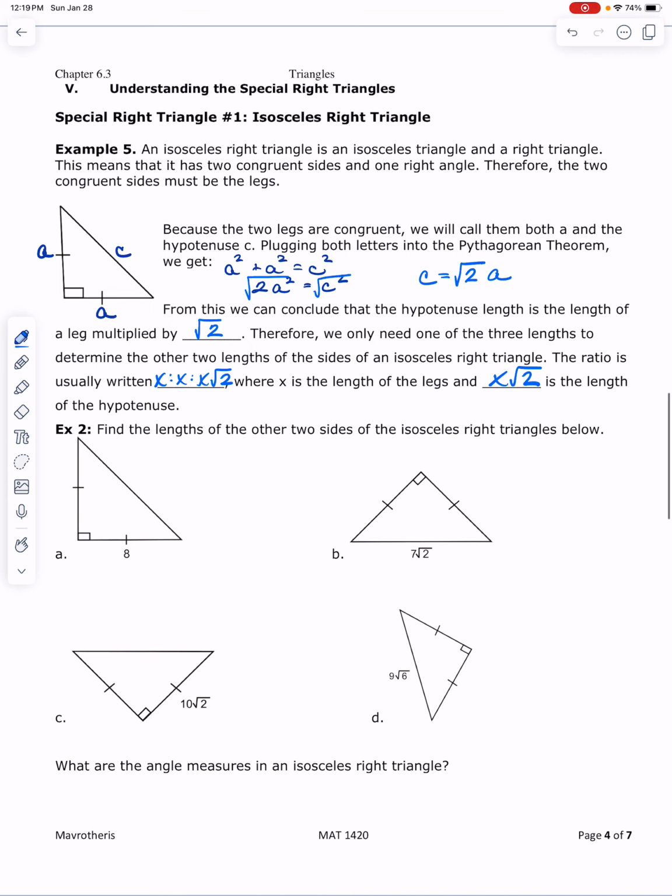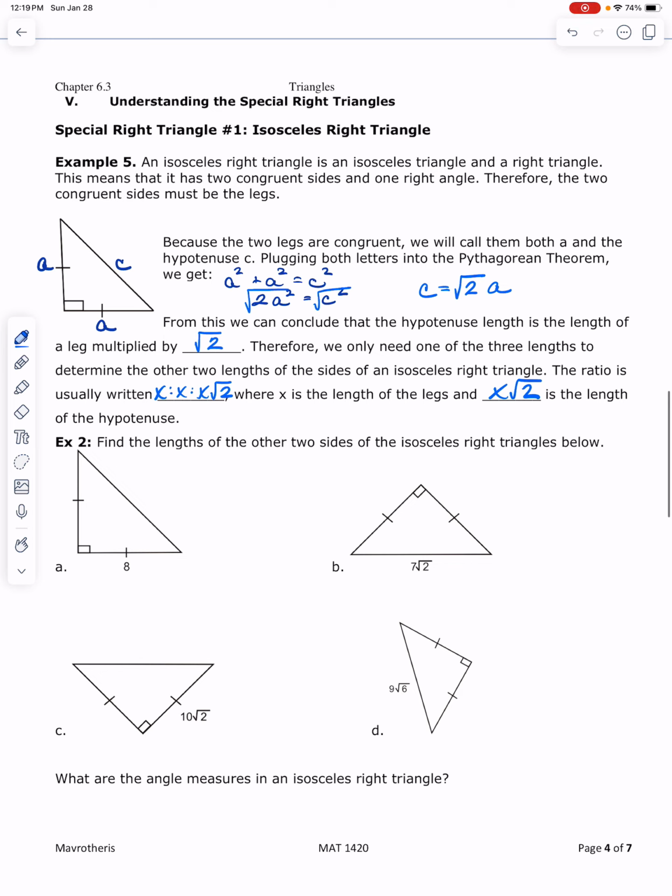So A, if one of my legs is length 8, my other leg is length 8, and to get from the leg to the hypotenuse, we're going to multiply by the square root of 2. I get 8 square roots of 2. I am leaving it like that. The square root of 2 is an exact value. I definitely don't want a decimal approximation.